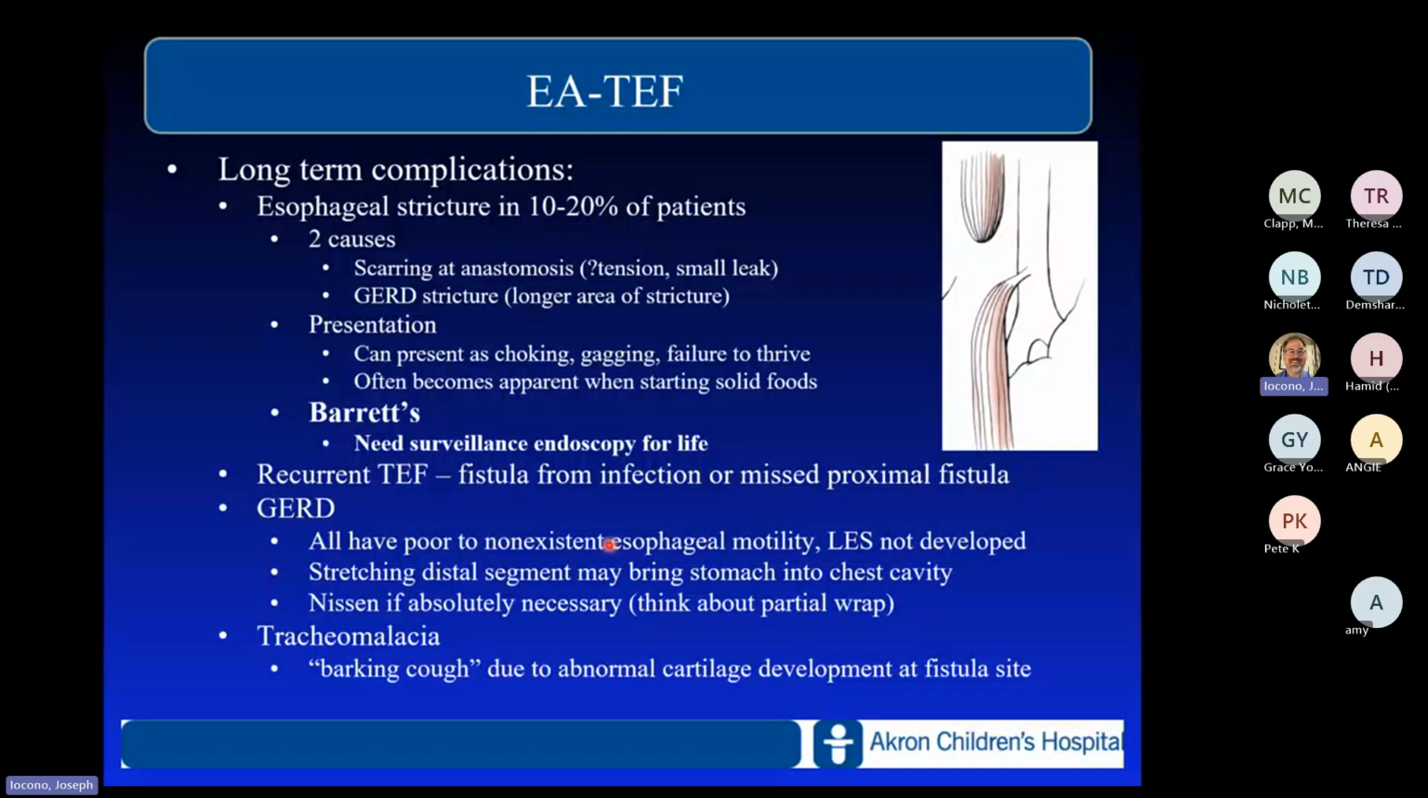And they all have tracheomalacia. This is due to the fistula being attached to the bronchus, and there's a soft spot. So they have a barking cough, which they do grow out of as their trachea gets bigger.